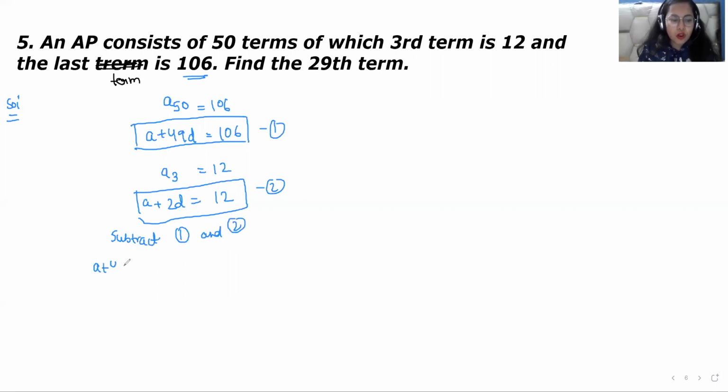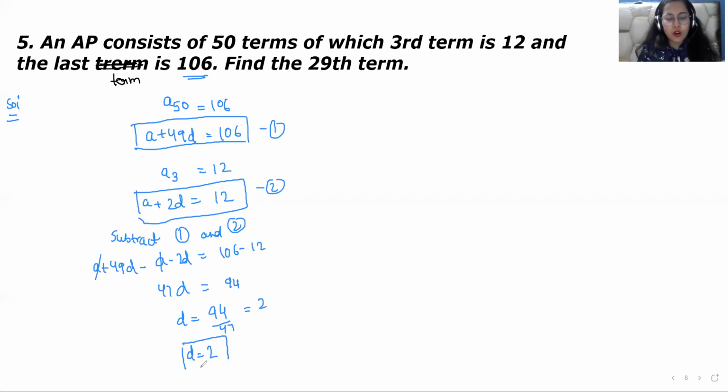So A plus 49D minus A minus 2D equals 106 minus 12. So we eliminate A with A. 49D minus 2D is 47D, and 106 minus 12 is 94. D is equal to 94 over 47. In the table of 47, 94 comes at the 2nd place. So our value of D is 2.